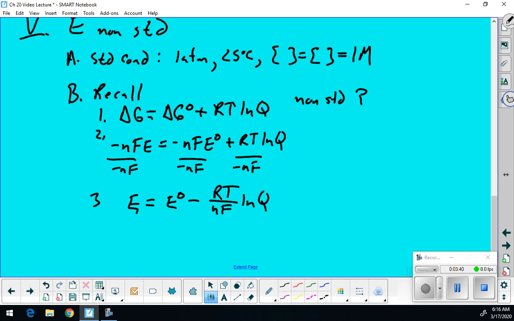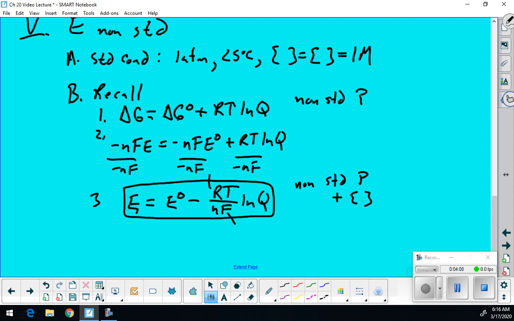And that indeed is a correction. This is our correction for non-standard. This is actually for non-standard pressure and non-standard concentrations. Now, you can use this, but watch your units, make sure your units cancel. So if we are in joules per volt and F, then you need to make sure you're using 8.314 joules per mole Kelvin there, right?